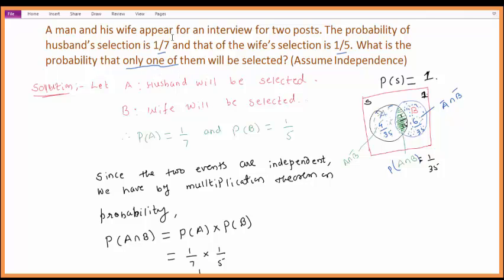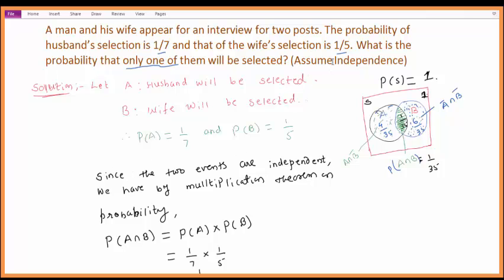See here, 2 posts are there and wife and husband appear for an interview. Husband selection in this interview is 1 by 7. Wife selection in this interview is 1 by 5. And you are asked to find that only one of them will be selected. Let A be the event that husband will be selected and B be the event that wife will be selected. Therefore, probability of A is 1 by 7, and probability of wife selection is 1 by 5, that is P of B is equal to 1 by 5.